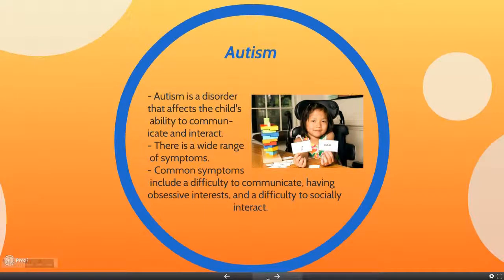Autism is a disorder that affects the child's ability to communicate and interact with others. There is a wide range of symptoms for autism. The most common symptoms of autism are difficulty communicating, having obsessive interests, and difficulty socially interacting.